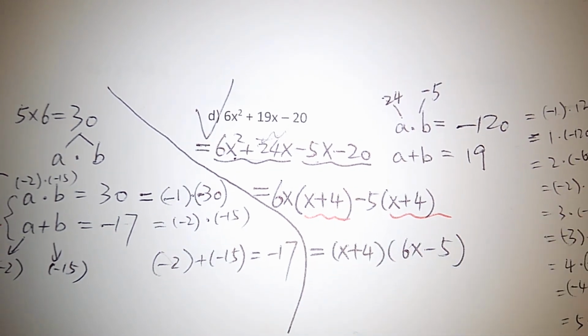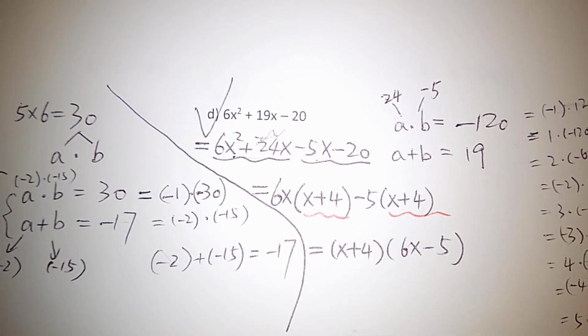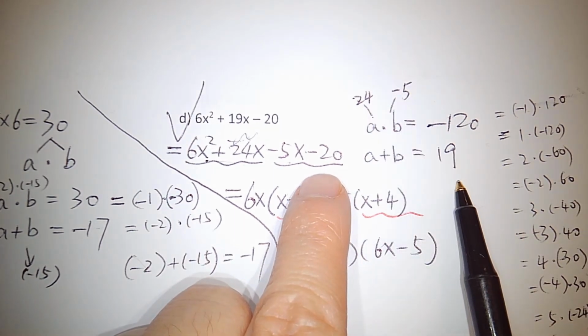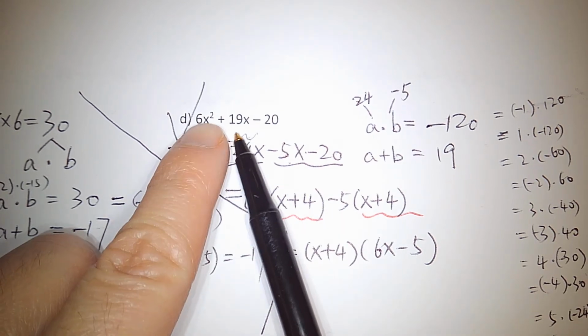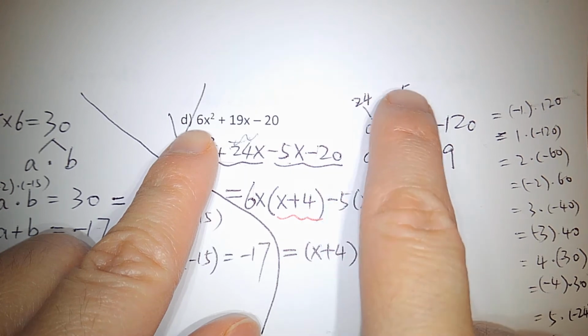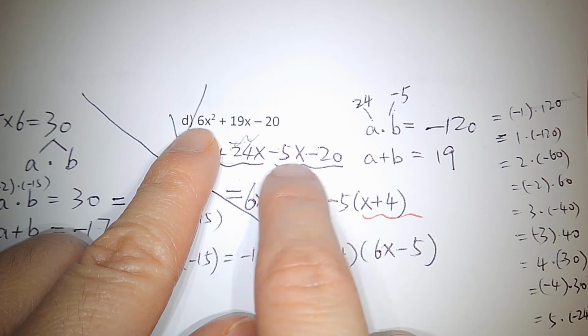6x minus 5. Okay, I don't understand how you get the first line of it. I get how you get the greatest common factor and then the two numbers add up to 19. You get 24 minus 5 equals 19, right? Then you don't understand why this is the case, right? Because 19 equals 24 minus 5, so we rewrite 19x as 24x minus 5x.